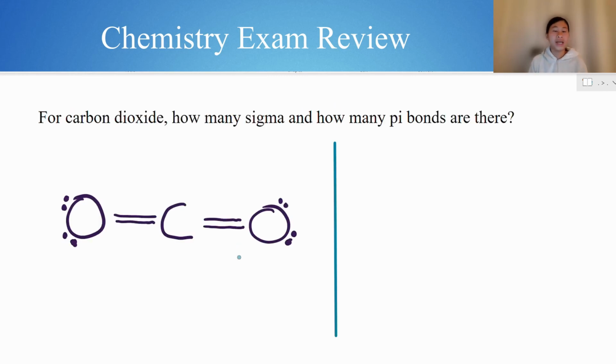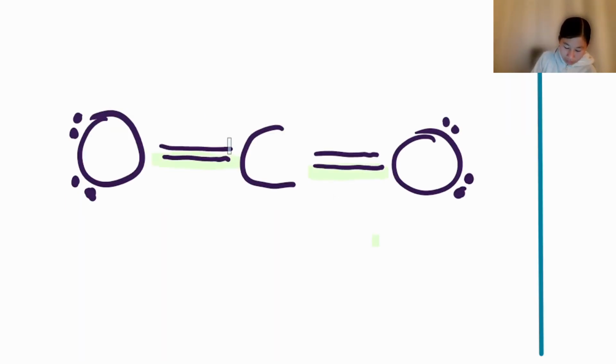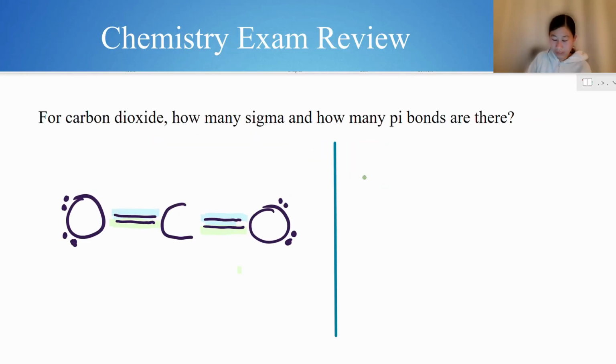For carbon dioxide, how many sigma and how many pi bonds are there? Alright, so let's look at the bonds. Remember, a double bond has 1 sigma bond and 1 pi bond. So if we count this, the green ones are the sigma bonds, so we have 2 sigma bonds. And we'll count the number of pi bonds, the ones in blue. So we have 2 in blue, so 2 pi bonds. So CO2 has 2 sigma bonds and 2 pi bonds.